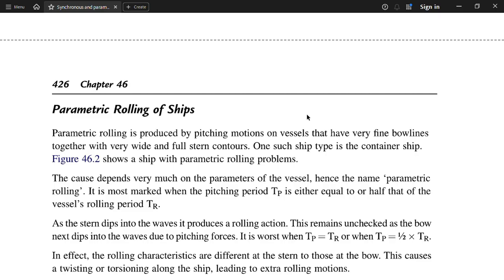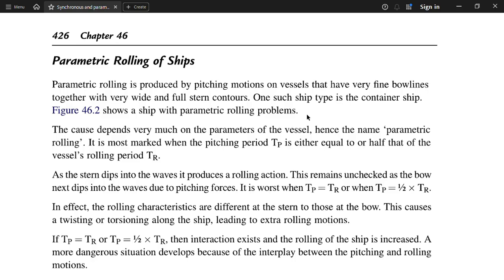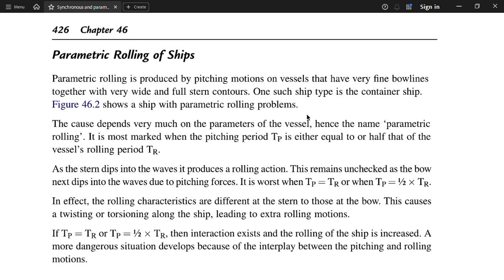Now when we come to parametric rolling of the ship, parametric rolling is produced by pitching motion on vessels that have very fine bow lines together with very wide and full stern contours. One such ship type is the container ship. Now we'll see the diagram, which shows a ship with a parametric rolling problem. Container ships will generally have this parametric rolling condition.